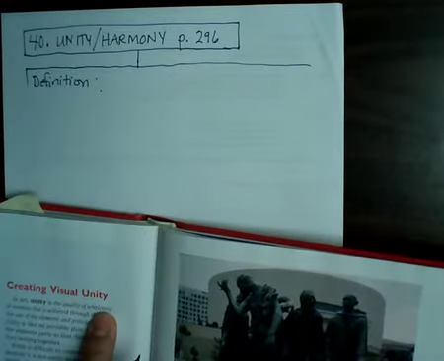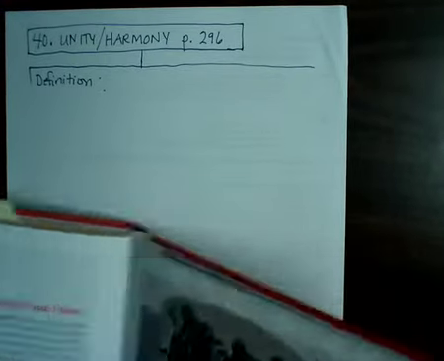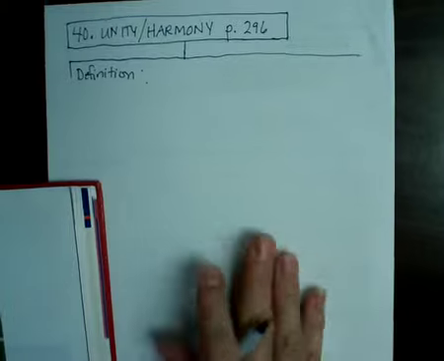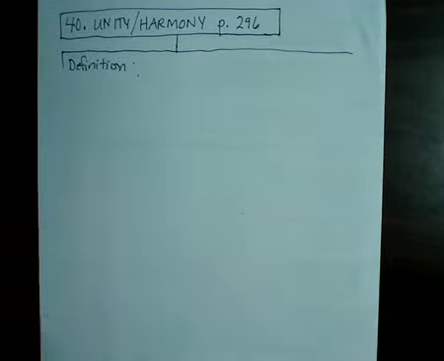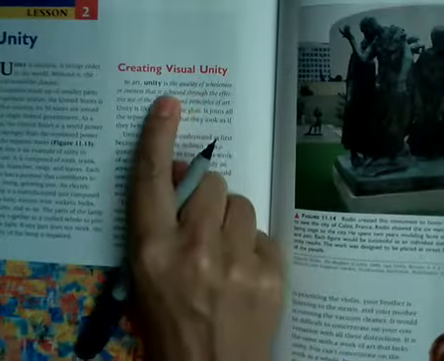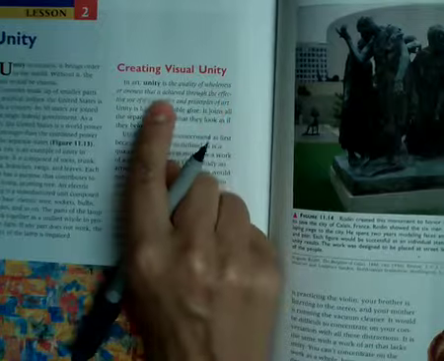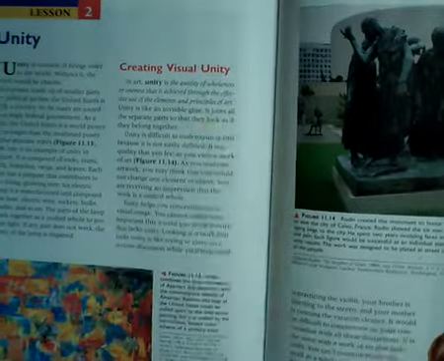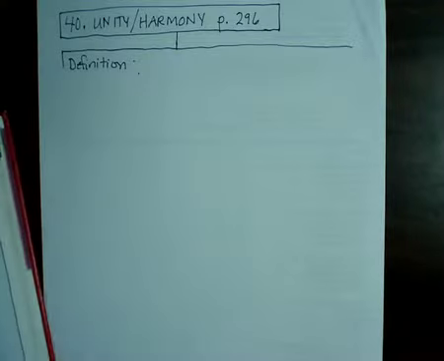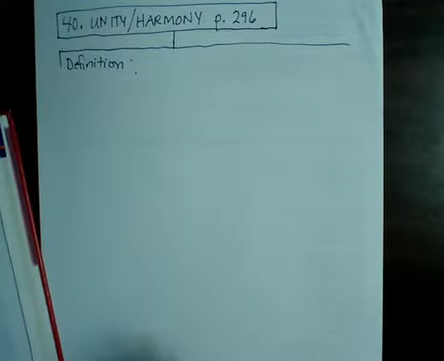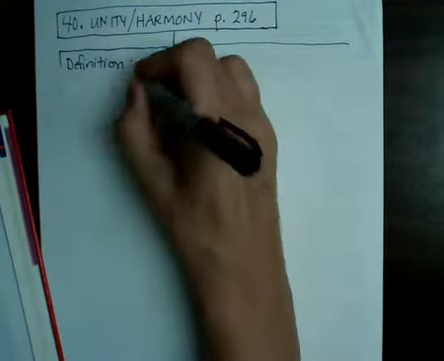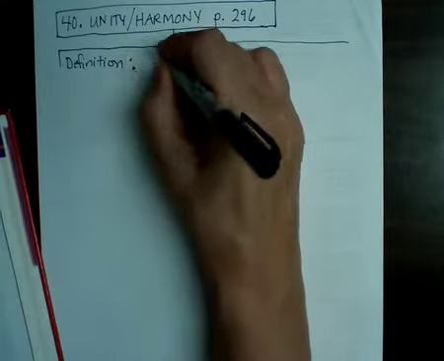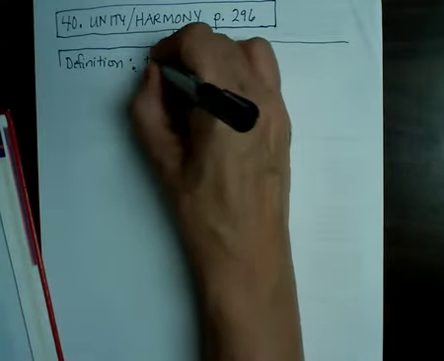Visual unity. Okay? And I can just copy it down out of my red book. A quality of wholeness or oneness that is achieved through the effective use of the elements and principles of art. So this time, instead of just the elements, we're also talking about principles, which is kind of new.